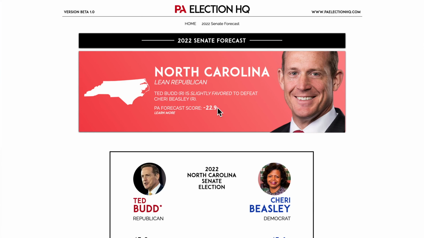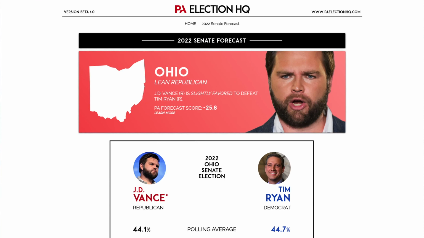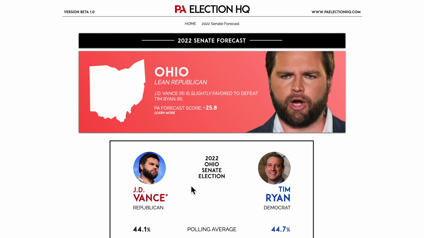It's really not that close to being likely Republican, so the GOP is not doing too well here. Honestly, North Carolina should be a likely state for the GOP, but as of right now, I can only give it a lean rating. And moving on to Ohio, we have the very high-profile race between J.D. Vance and Tim Ryan. Even though Tim Ryan is leading in the polls, we still do have J.D. Vance as the favored candidate simply because Republicans have done very well in Ohio in the last couple of years. We currently have a forecast score of negative 25.8, making Ohio a lean Republican state.